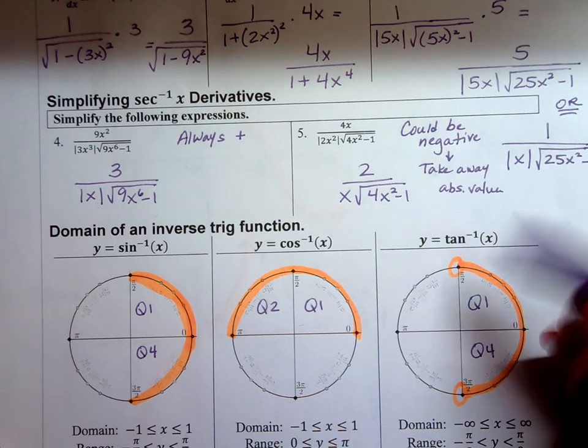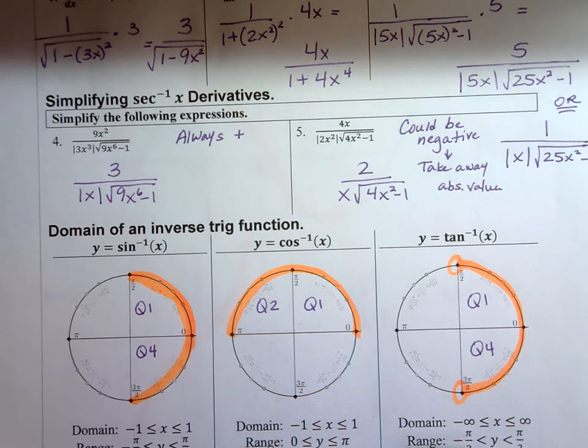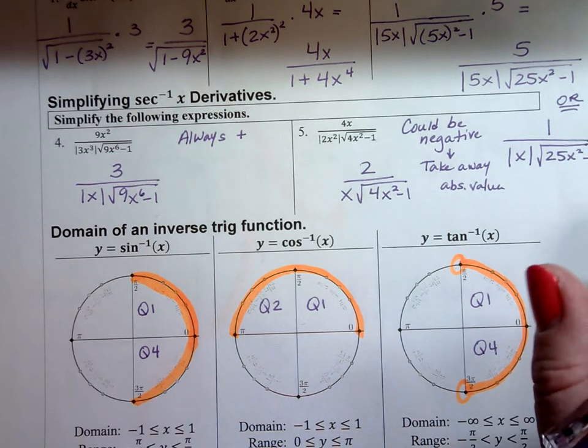And for tangent, you're only in quadrants 1 and 4 for that chart. And they talk about the domain restrictions and the range restrictions and yada yada. But we just talked about that in the picture.